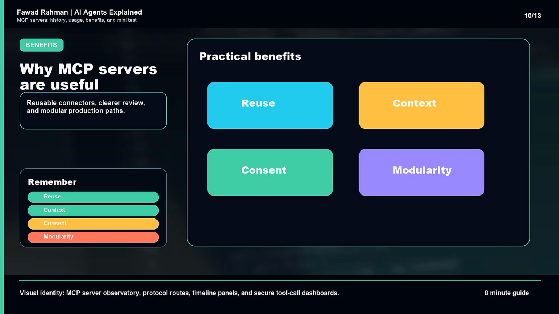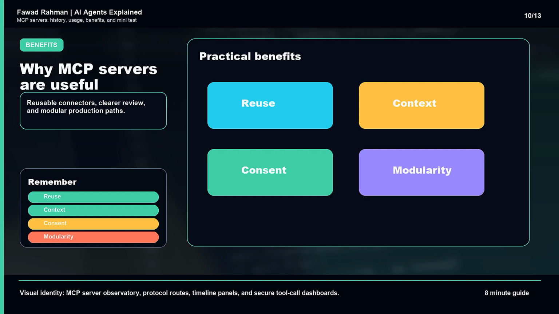Benefits are practical. Developers can build one server and reuse it across multiple compatible clients. Teams can expose internal tools without pasting sensitive data into prompts. AI apps can discover available tools dynamically instead of relying on a hard-coded menu. Users get clearer consent moments because a tool call can be named, described, and reviewed. And companies get a cleaner path from experiments to production because connectors become modular.